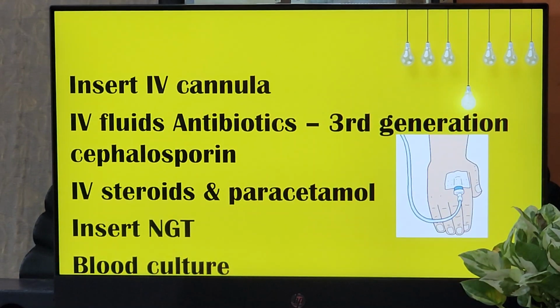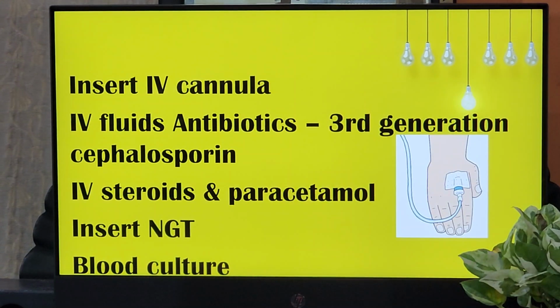Once the child is intubated, when we know that the airway is going to be secured, the staff nurse will put in an IV cannula, and draw blood for examination and for blood culture. And start with third generation cephalosporin antibiotics, steroids and paracetamol. Once that is done, we'll put a nasogastric tube also, because the child is going to be intubated for 2-3 days and he's going to be in ICU, and IV fluids alone will not help.